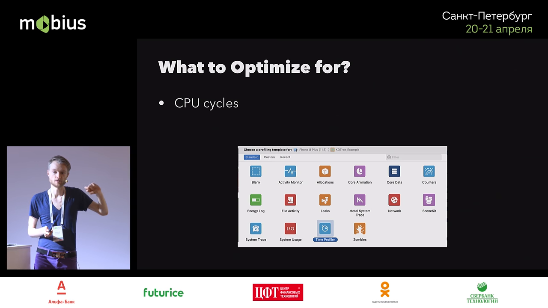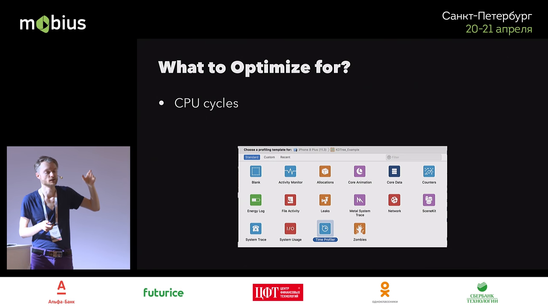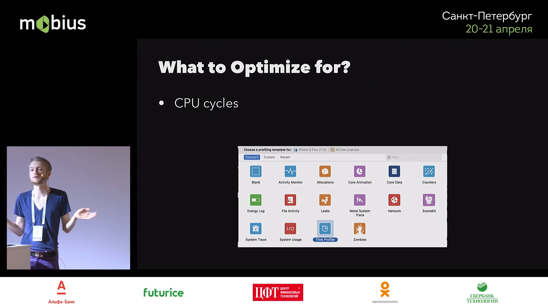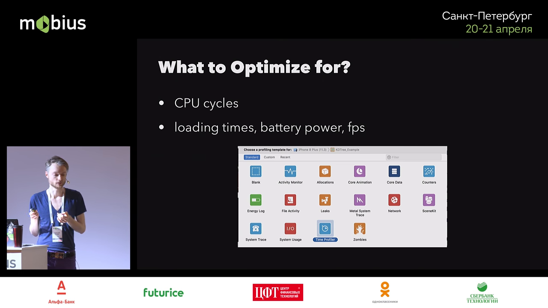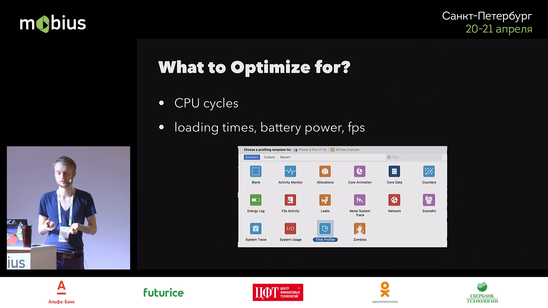This is not a talk about Instruments, so I will only show you that this is where you go. There are really nice WWDC lectures where you can learn all about the details of this Instruments program. There are lots of little hooks you can set, and that would be its own talk. And of course, CPU cycles are important to reduce the loading time, to reduce battery consumption, and to increase maybe the frames per second of your app.